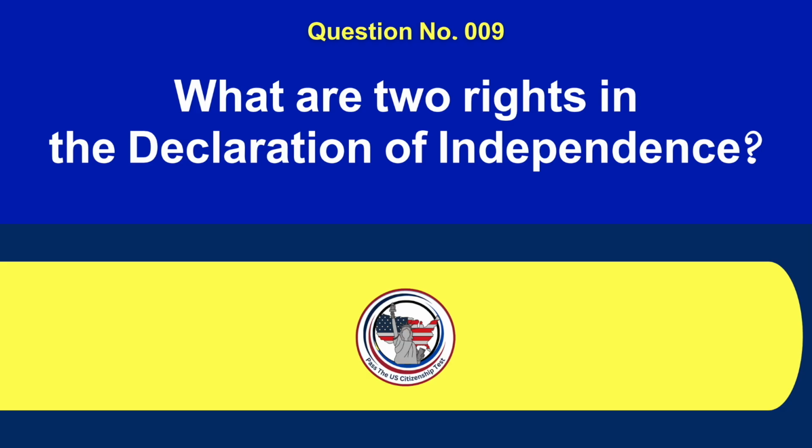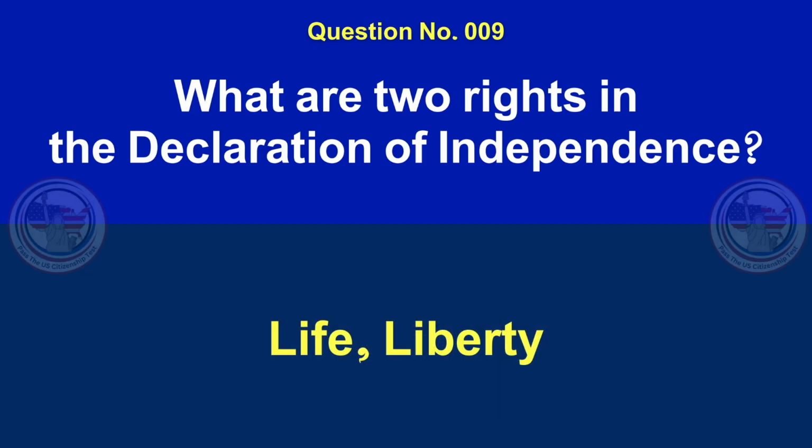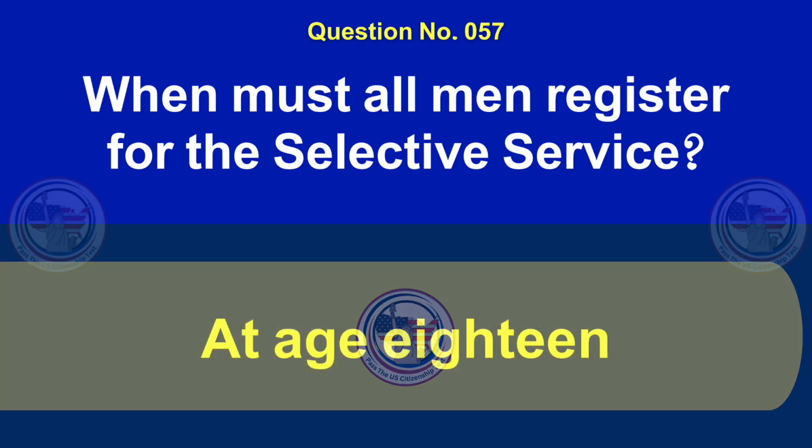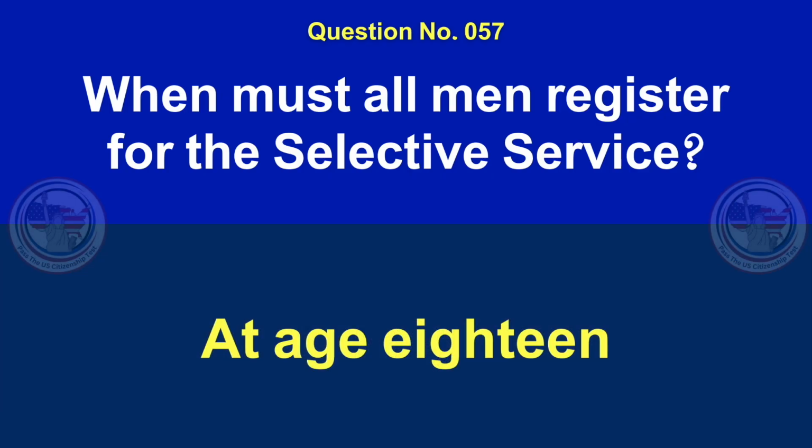What are 2 rights in the Declaration of Independence? Life, liberty. When must all men register for the Selective Service? At age 18.